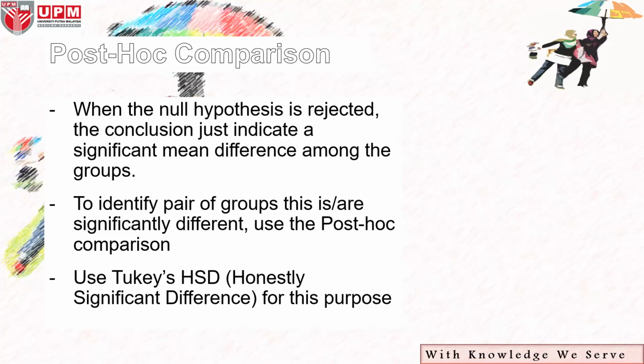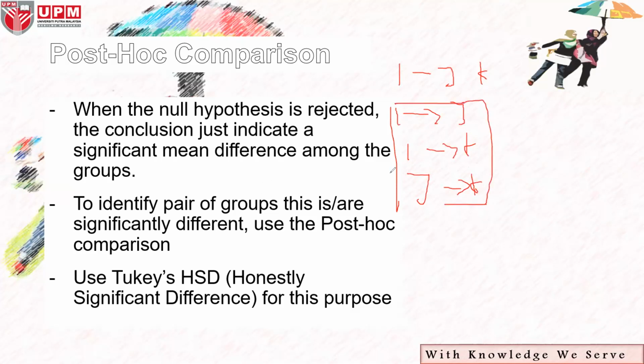So sometimes we compare I and J, the pairing, so I, J, K. So for example I J, I K, J K. The pairing. Okay, so that's why we need the pair. We need to identify which pair is significantly different. So that's why we need the post hoc comparison in one-way ANOVA.